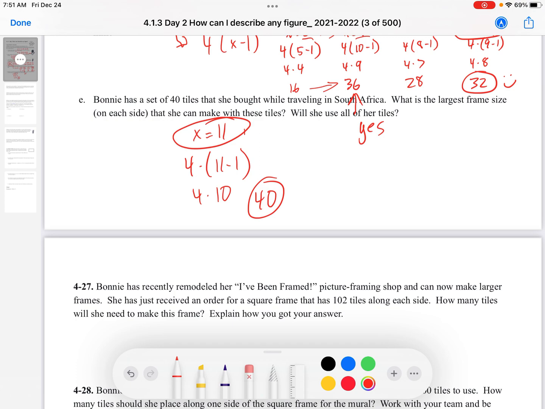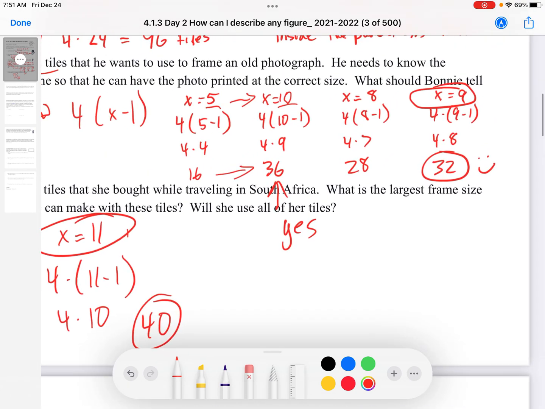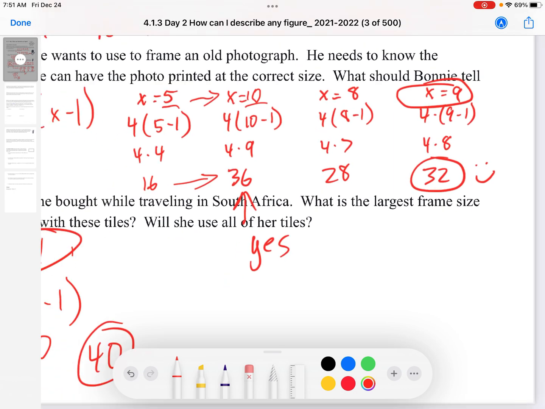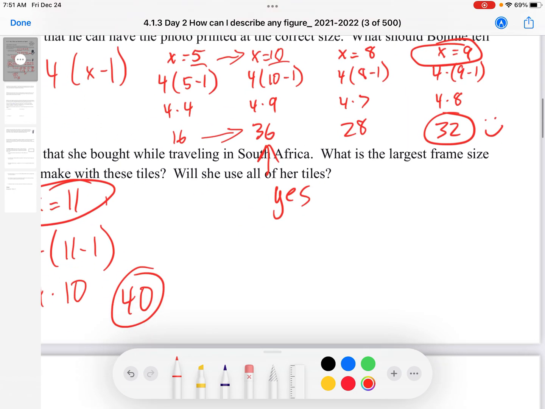If you're following along here, if you do 8, 9, 10, and 11, you can see down the lower left that they're increasing in this case by 4s: 28, 32, 36, 40. So if for some reason there were 42 tiles, we couldn't use all the tiles. We could use 40 of them, but we would still have 2 left over, right?